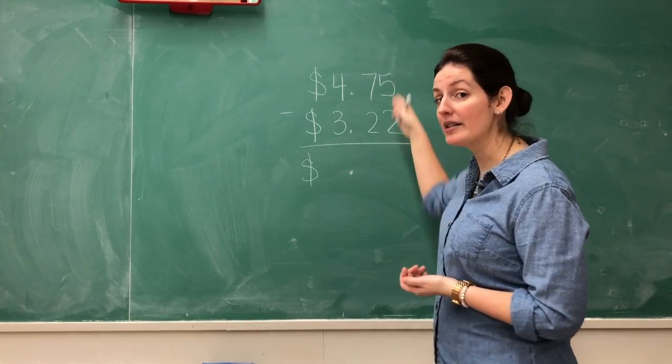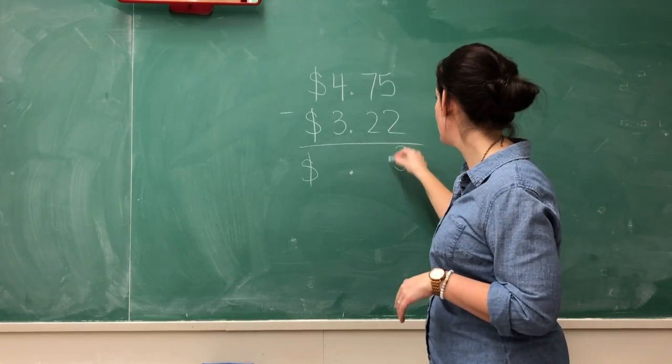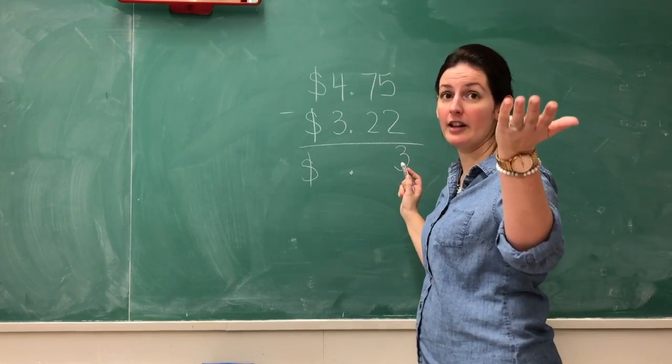We start in our ones column as always. 5 minus 2 is 3, lovely. 7 minus 2 is, yep, Philip.